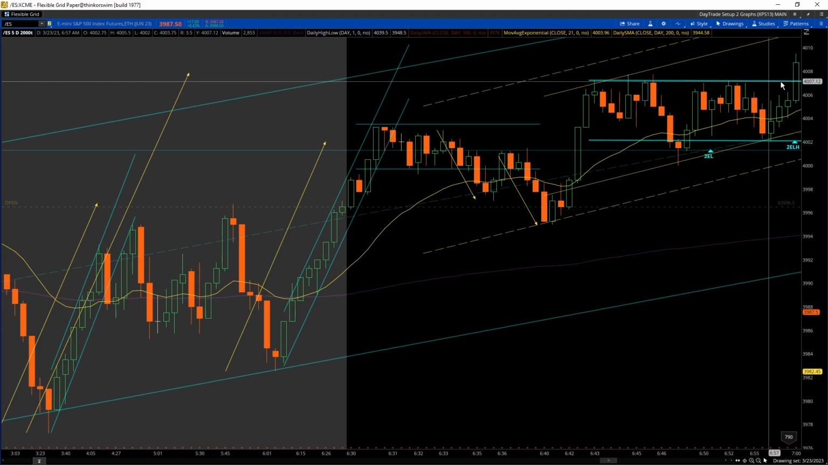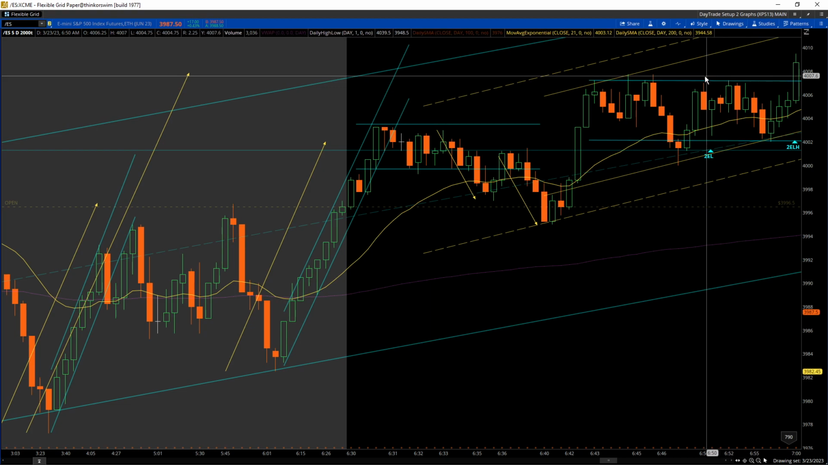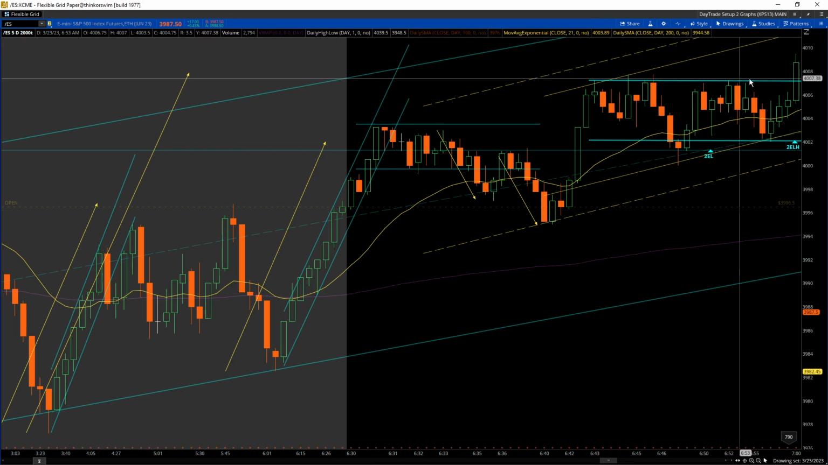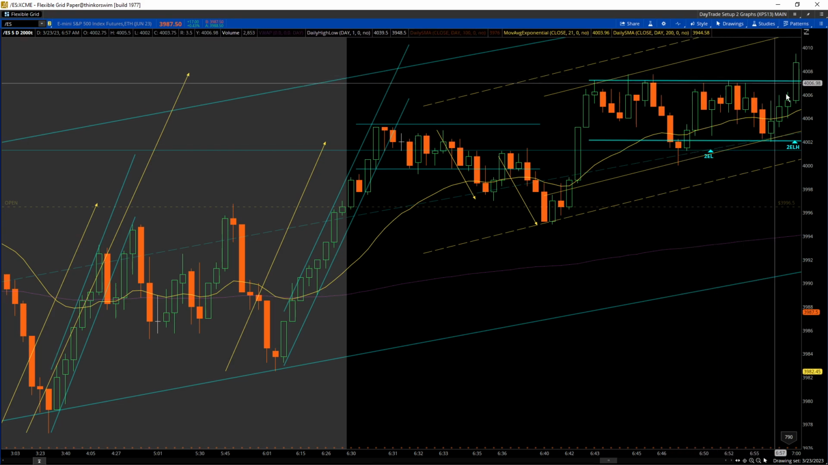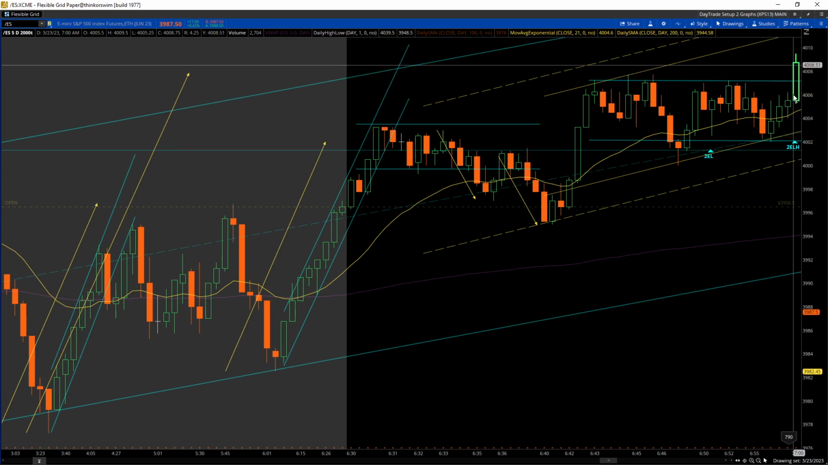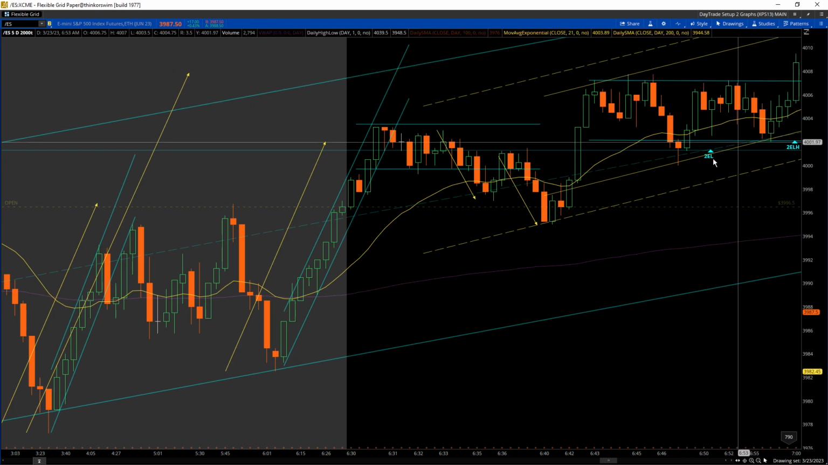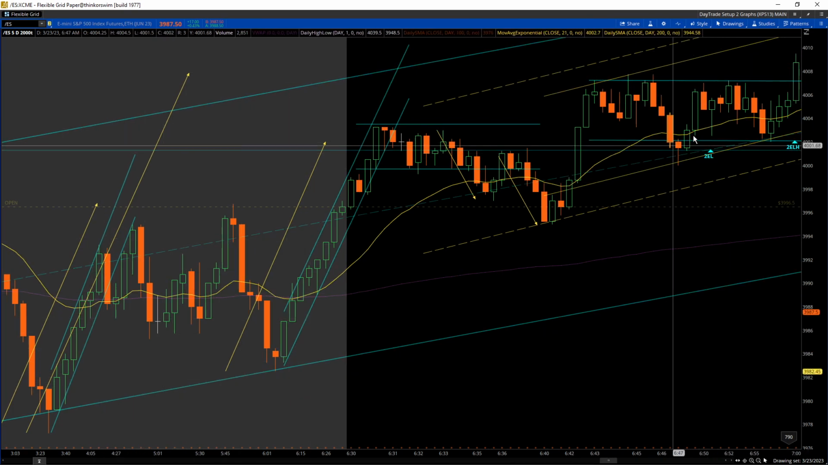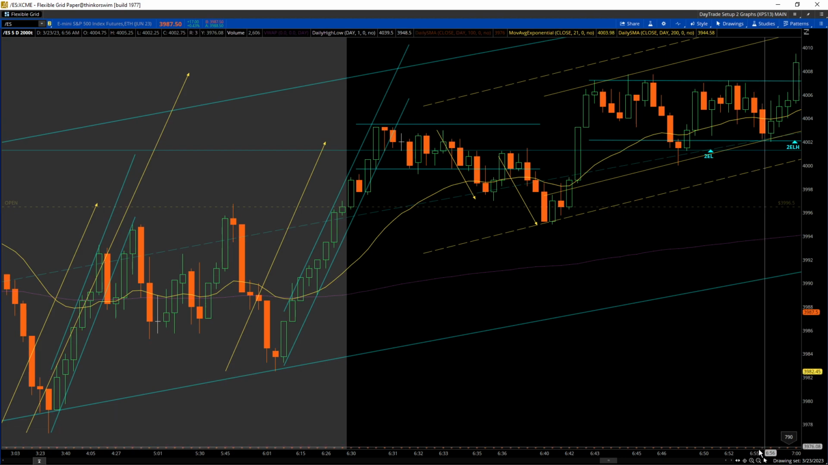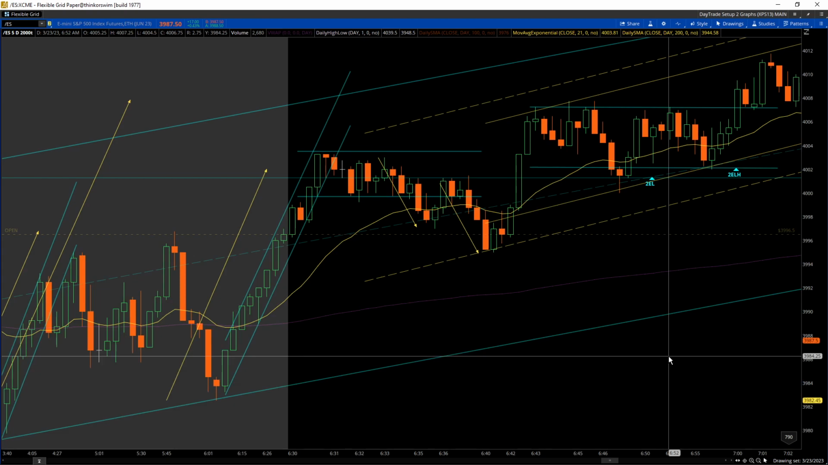But I was thinking this consolidation looks like it might break, only because, and this isn't the best reason, I thought all the traders that were thinking short probably had their stops right here. So I thought, okay, there might be enough room to at least get a scalp out, as well as I'm just playing the idea that this is still a bullish move.